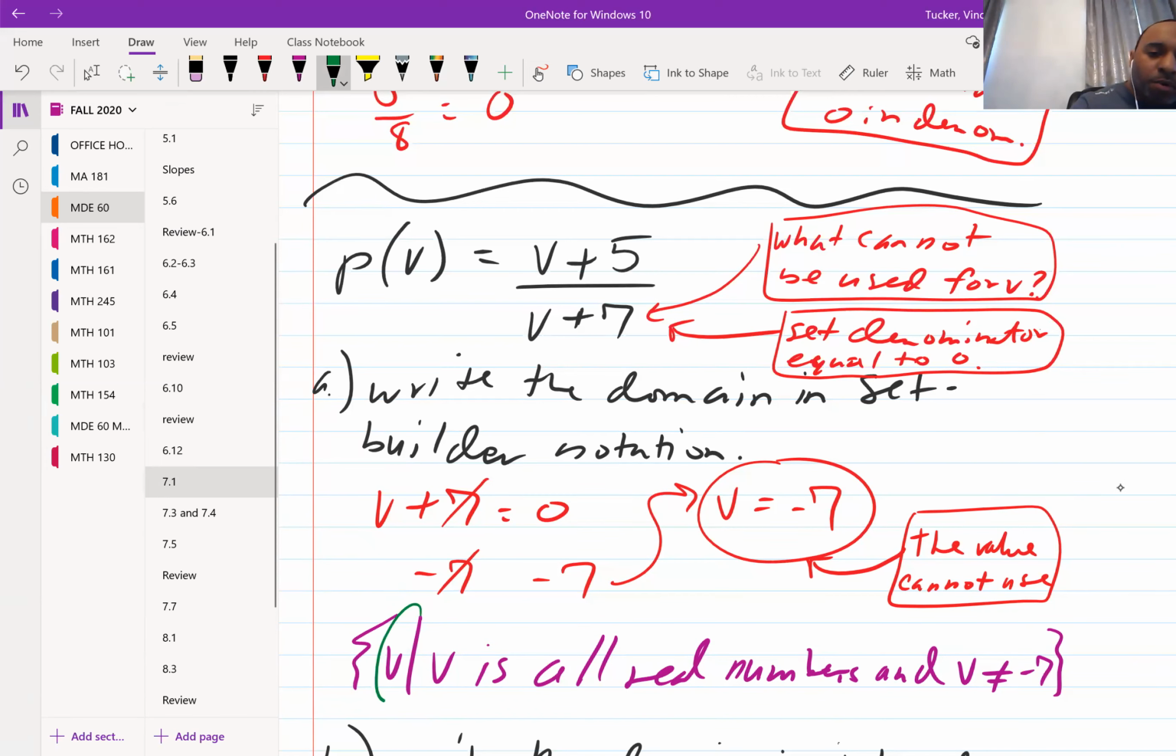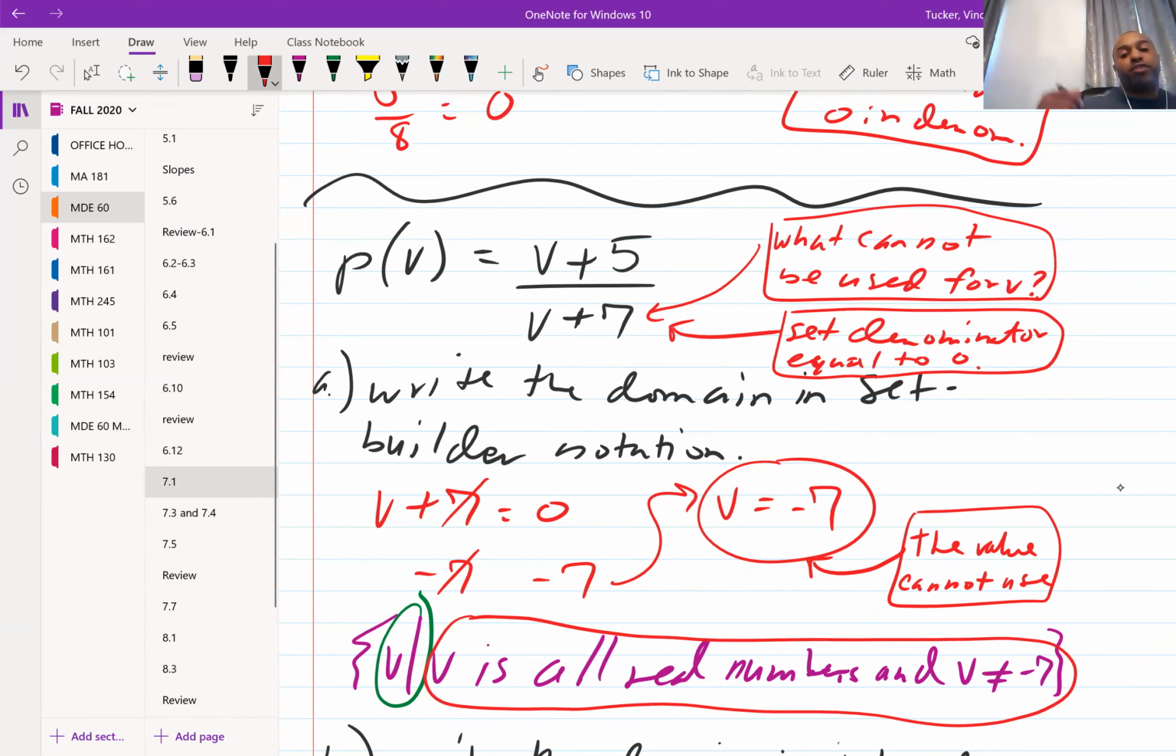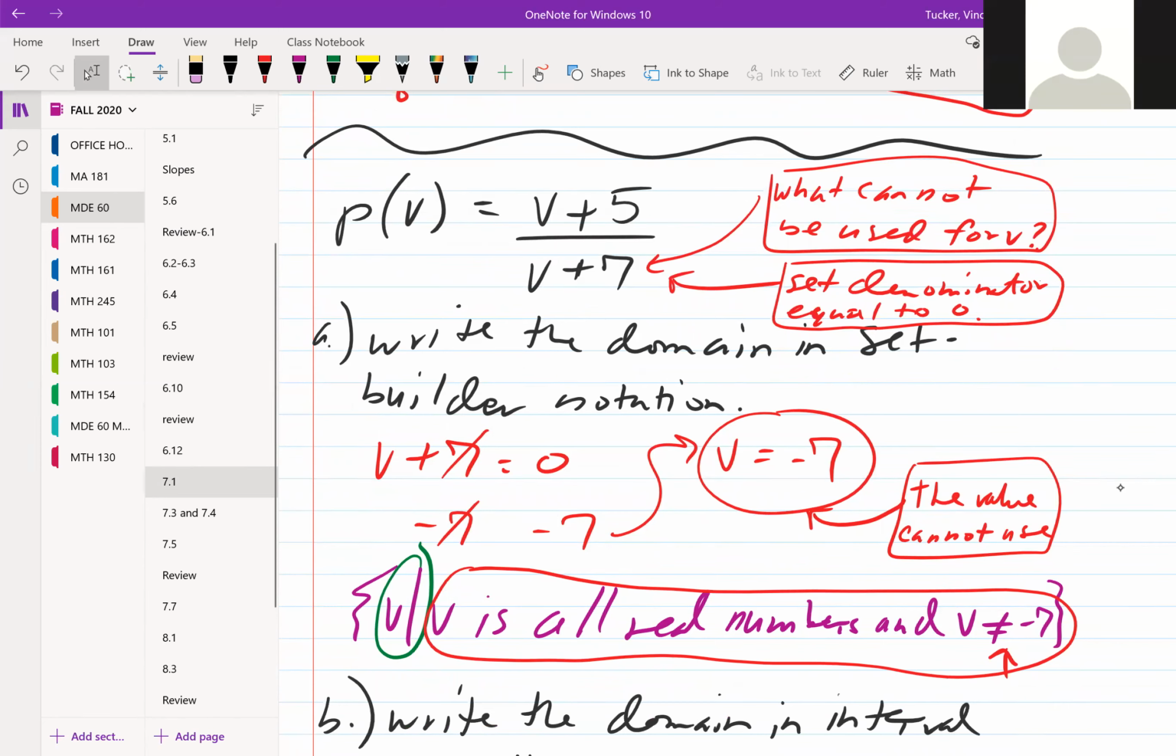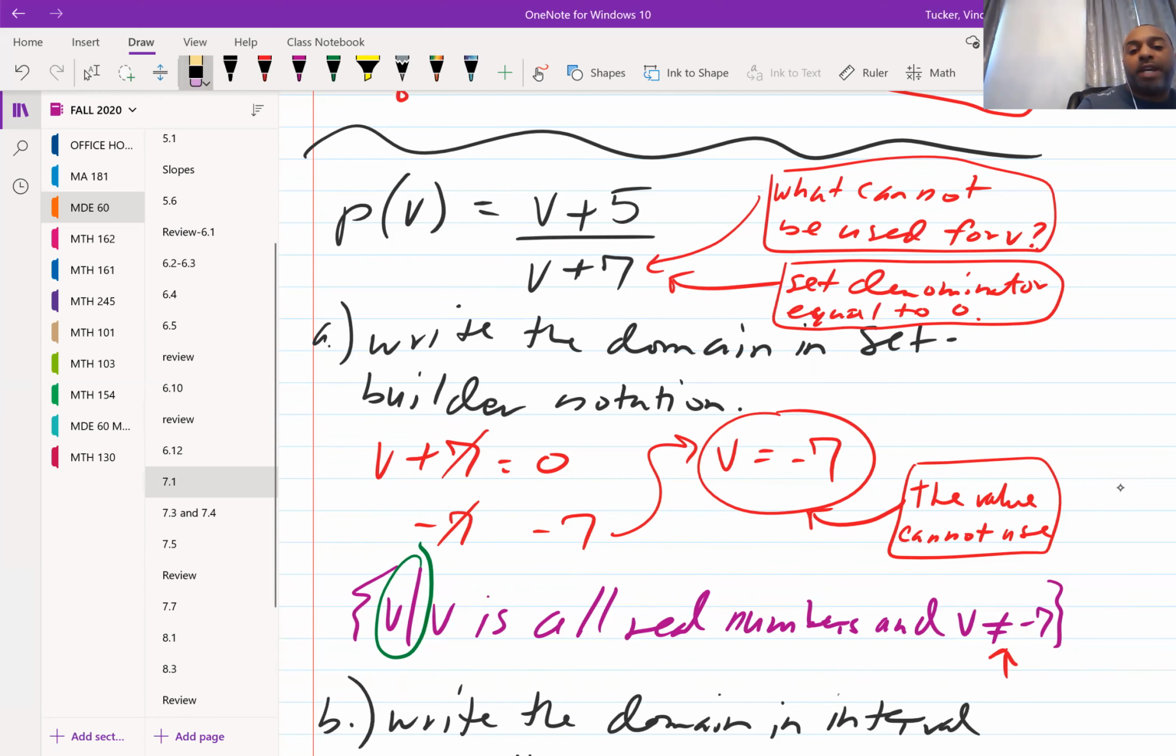So this part right here is establishing what variable you're using. We know we're using v, and then this other part is the description of the domain, the values that you can use for v. So we can use all real numbers. We can use any number except this negative 7 right here. So that's basically what you're saying. How do you know that? Because we just did it right here. Remember we set it equal to 0 and solved. That's the only value that will give you 0 in your denominator. So that's the only value that you cannot use.